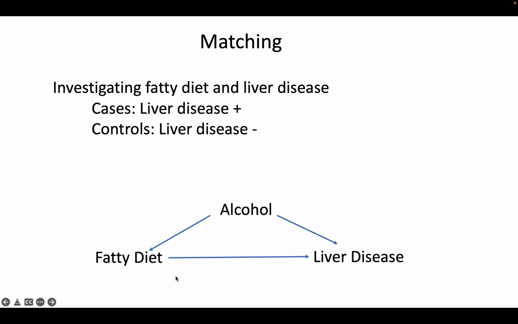Just an example, if we want to figure out if people who have a fatty diet are more likely to have liver disease, alcohol consumption is something that might influence this relationship, because alcohol consumption influences liver disease, like cirrhosis of the liver. And also people who consume alcohol regularly might be more likely to regularly go to McDonald's or order pizza at 3 in the morning, that kind of thing.